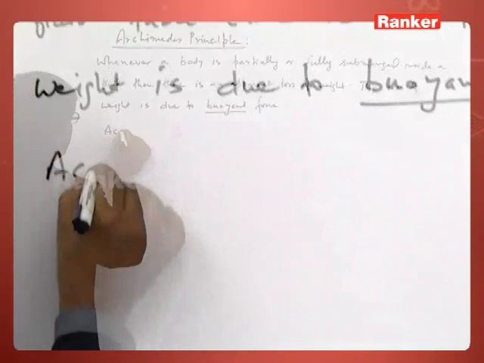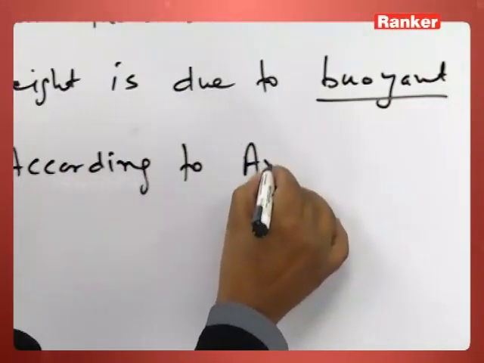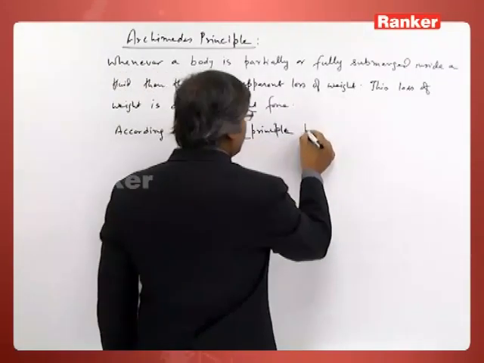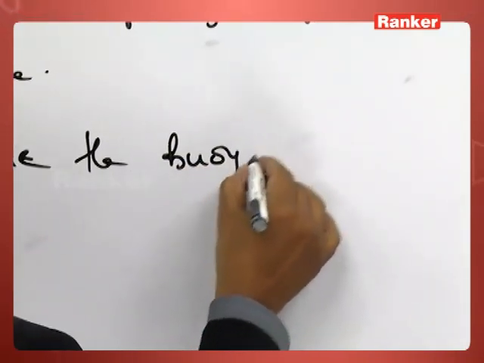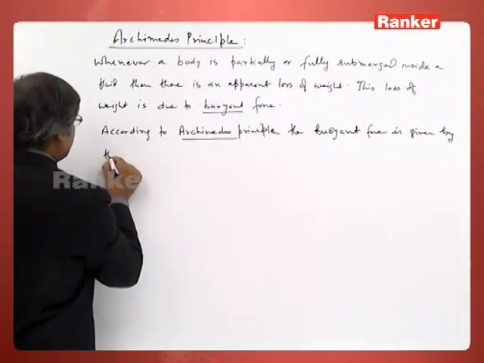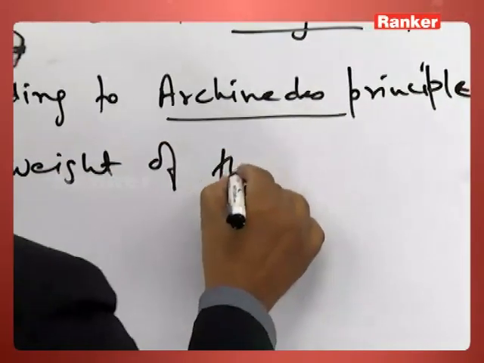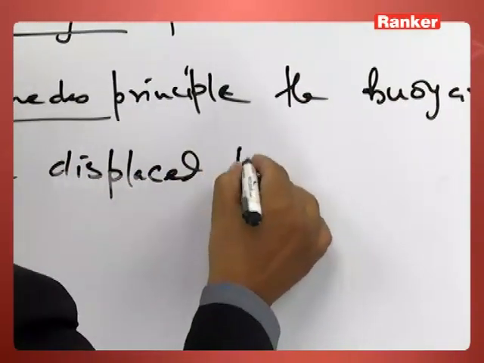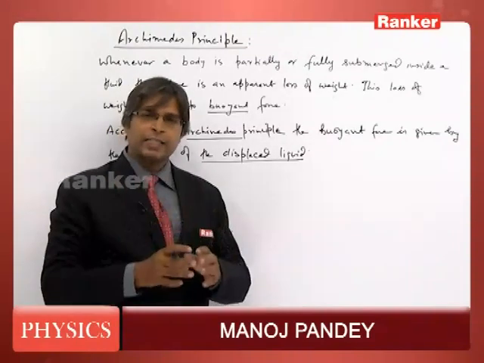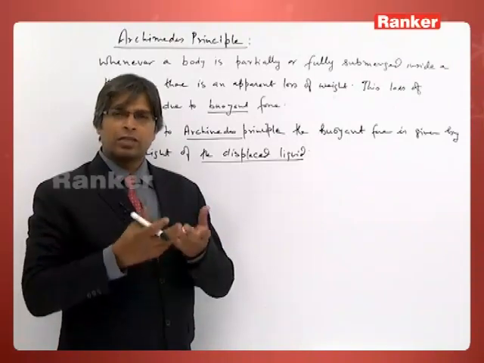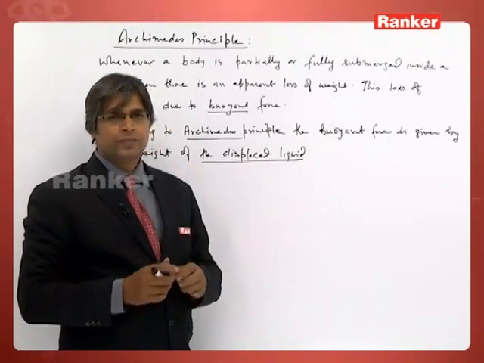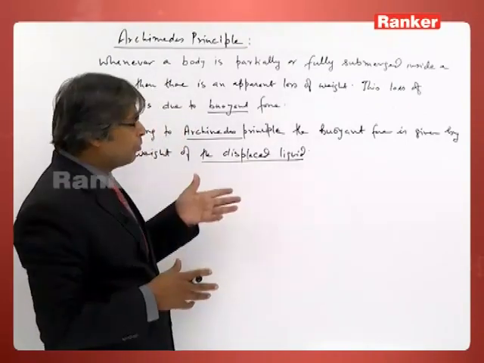So according to Archimedes principle, the buoyant force is given by the weight of the displaced liquid. So Archimedes principle tells that whenever a body is partially or fully submerged in a liquid, there will be an apparent loss of weight, and the weight is contributed because of buoyant force, which is equal to the weight of the displaced liquid.